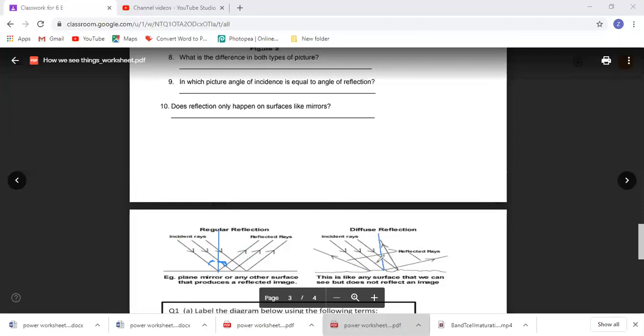this angle of incidence should be equal to this angle of reflection. For this incident ray, this is the reflected ray, right? So this reflected angle should be equal to this incident angle. So, in which picture is the angle of incidence equal to the angle of reflection? Whether it's a regular reflection or a diffuse reflection, the angle of incidence will always be equal to the angle of reflection.